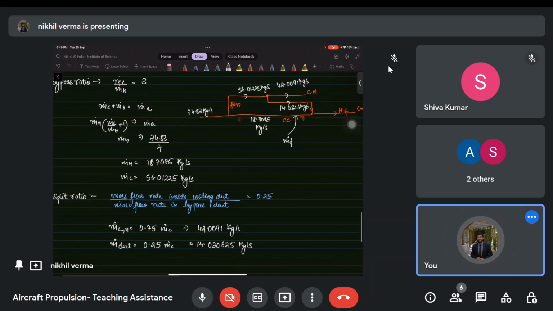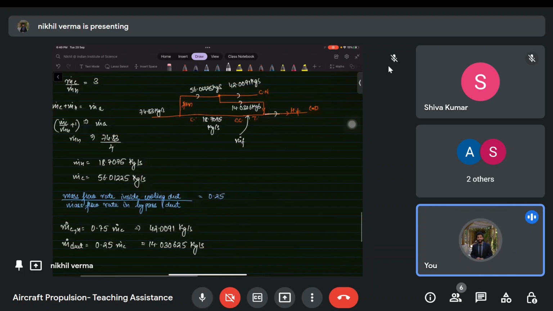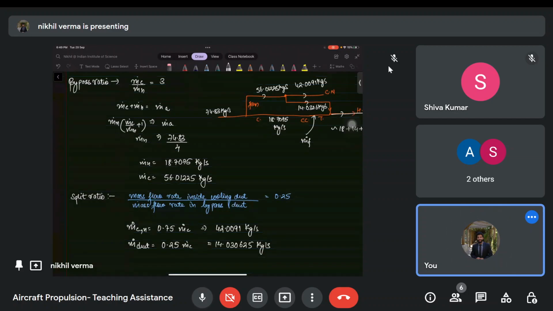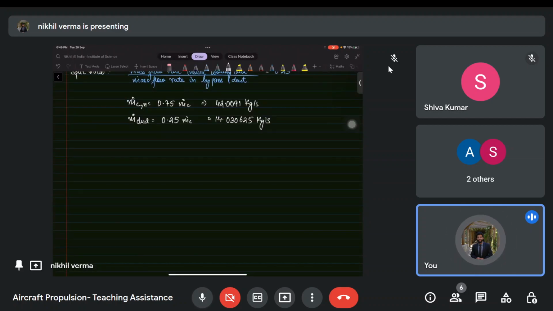Mass flow rate of the fuel. So at this point, you will be having 18 plus 14 plus m dot f that goes through the hot stream. Okay. So this is the mass balance through the complete engine. Okay. So let us move to the combustion chamber part.